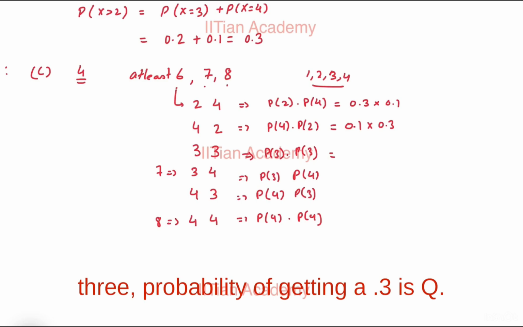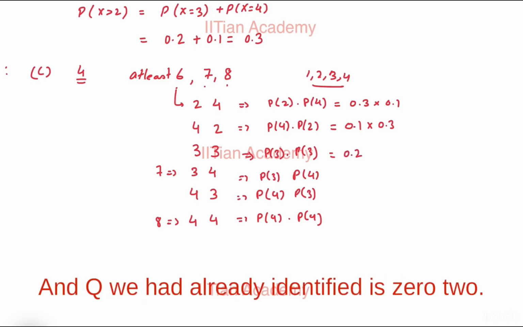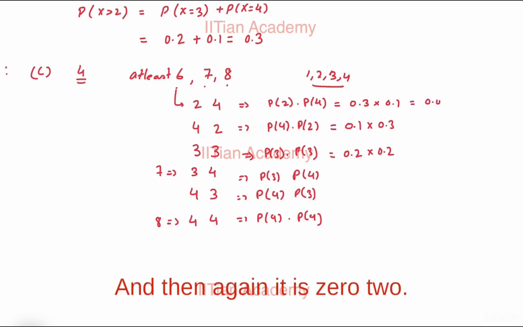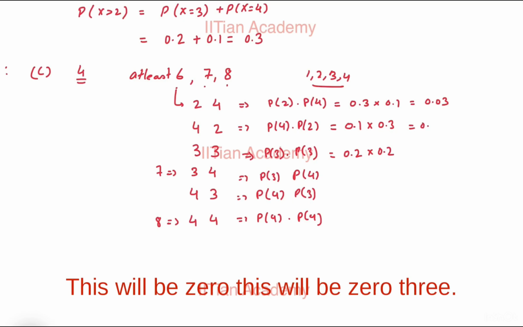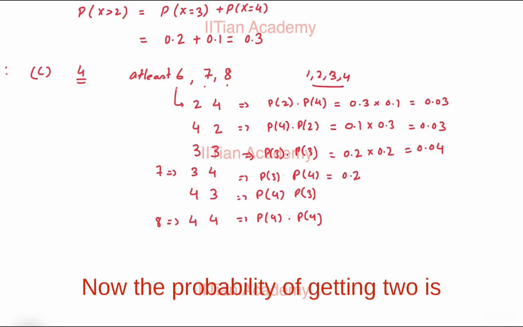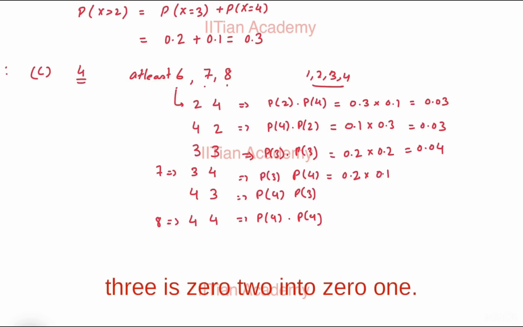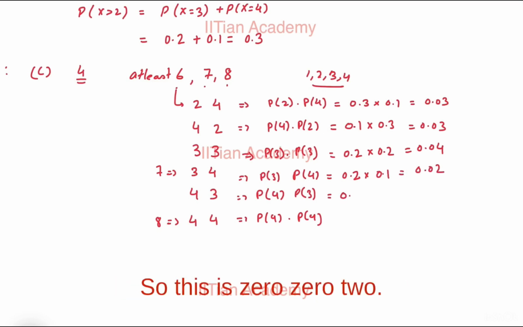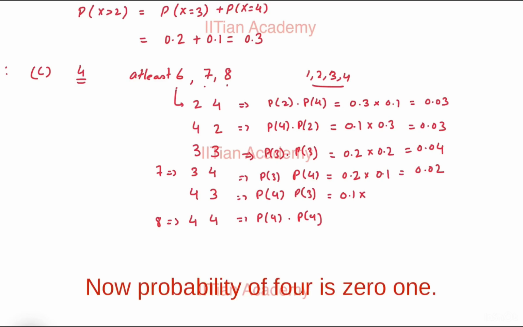Probability of getting a 3 is Q, and Q we had already identified is 0.2, and then again it is 0.2. This will be 0.04. Now the probability of getting 3 is 0.2 into 0.1. So this is 0.02.